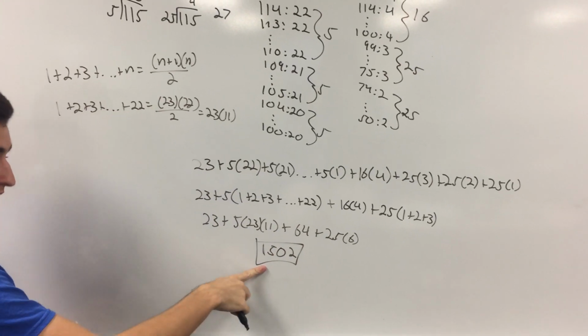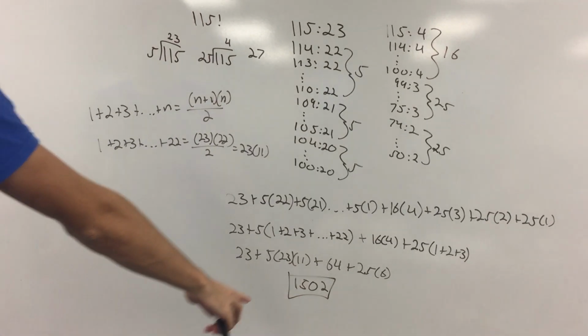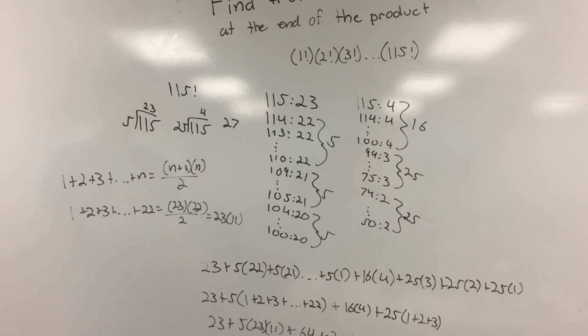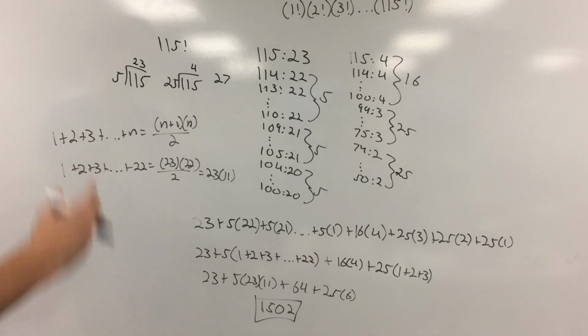And that is going to be how many 5s go into this number, and then that's also going to tell you how many zeros are at the end of that product.